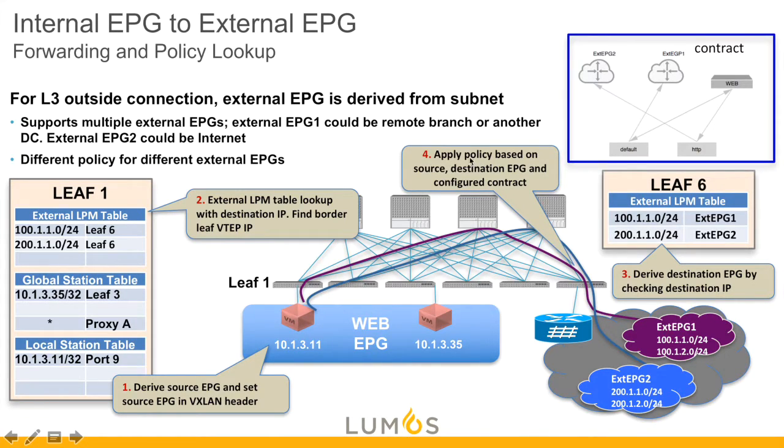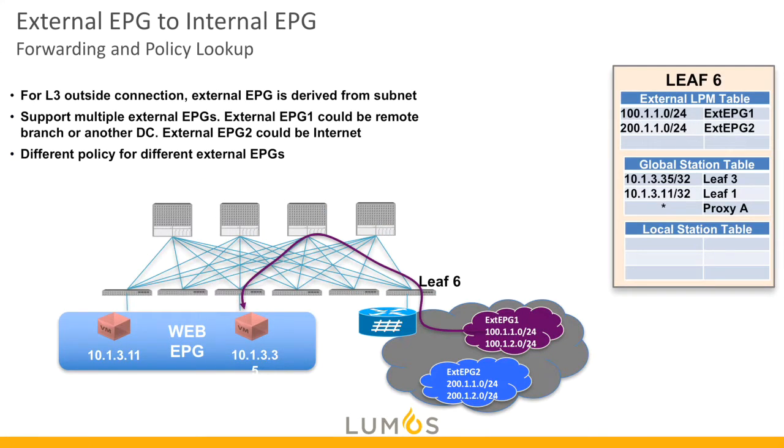And then we apply a policy based on source, destination, EPG, and contract. From the external EPGs for the L3 outside connection. So from an L3 outside connection, the external EPG is again derived from subnet. So when we create an external EPG, an L3 out, we have to define it as a subnet. Again, it could be a /24, or it could be just 0/0 representing the entire internet.